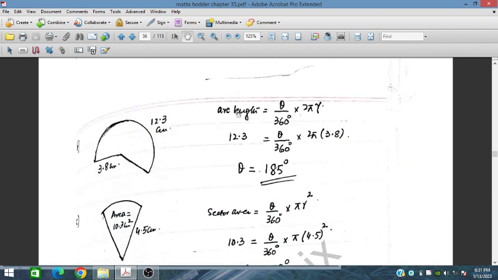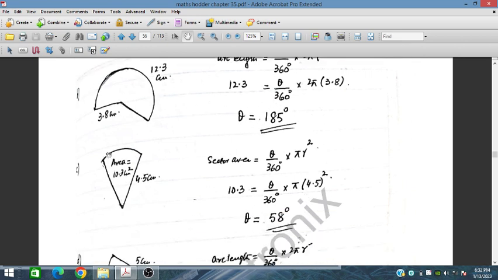Similarly for the other problem, this arc length is 12.3. So 12.3 here, theta is here, theta over 360 times 2 pi, and 3.8 is the radius here, and theta is obtained as 185, and this is more than 180 degrees, so it is 185.